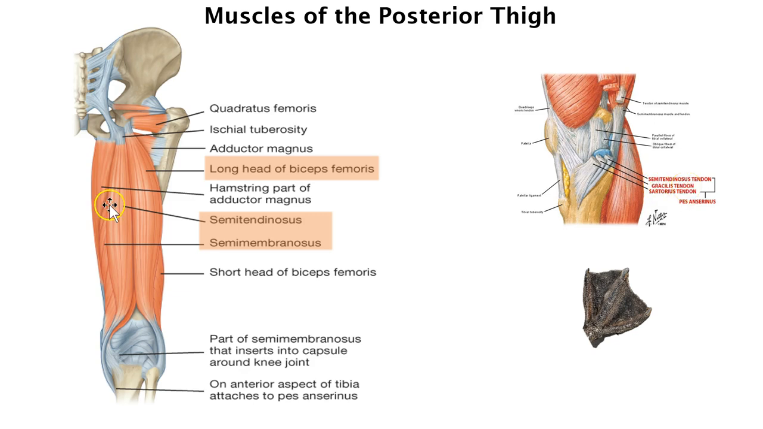The semimembranosus will course down and insert directly onto the medial tibia, and the long head of biceps femoris will extend again on the lateral side, and instead of going into the tibia, it will attach onto the fibular head. Do you remember any other structures that might attach here? One of those structures would be the lateral collateral ligament coming into that fibular head as well.